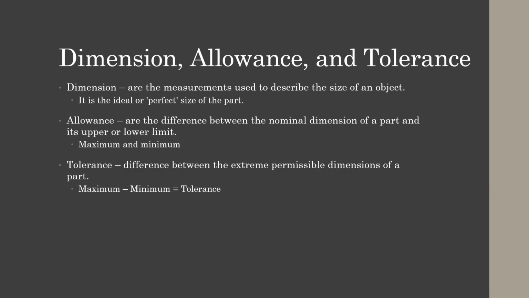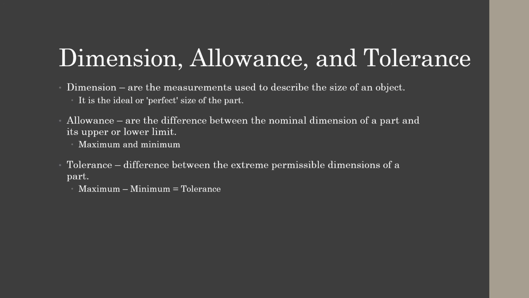Dimension, allowance, and tolerance. Dimensions are the measurements used to describe the size of an object. So it's the ideal or perfect size for your part. Allowance is the difference between the nominal dimensions of a part and its upper or lower limit. So it's going to give us the maximum and minimum. Allowance has two L's, so there's two dimensions to it, a max and a min.